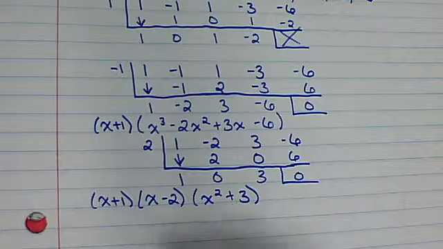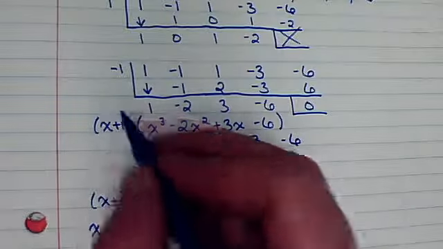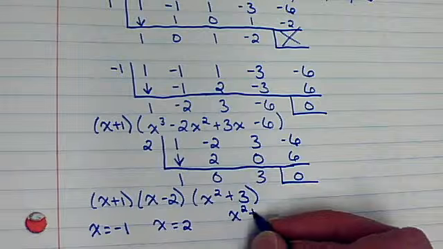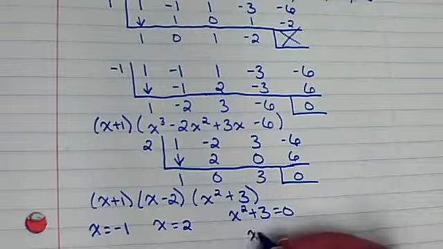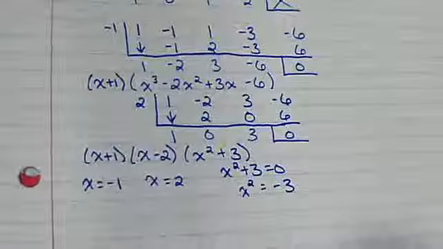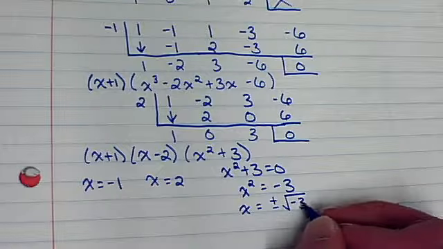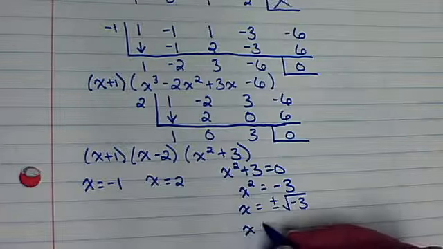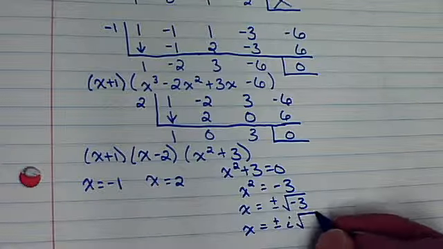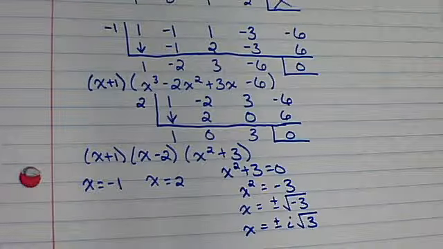So let's look at all our answers here. This is going to give me x equals negative 1. We already knew that was a 0. X equals 2. And when I set this last factor equal to 0, it's pretty easy to solve. Take the square root of both sides. And remember, when you take the square root of both sides, you're always going to have a positive and a negative answer. The square root of a negative number is imaginary. So this is going to be plus or minus i square root of 3. And I have actually found all of my zeros.